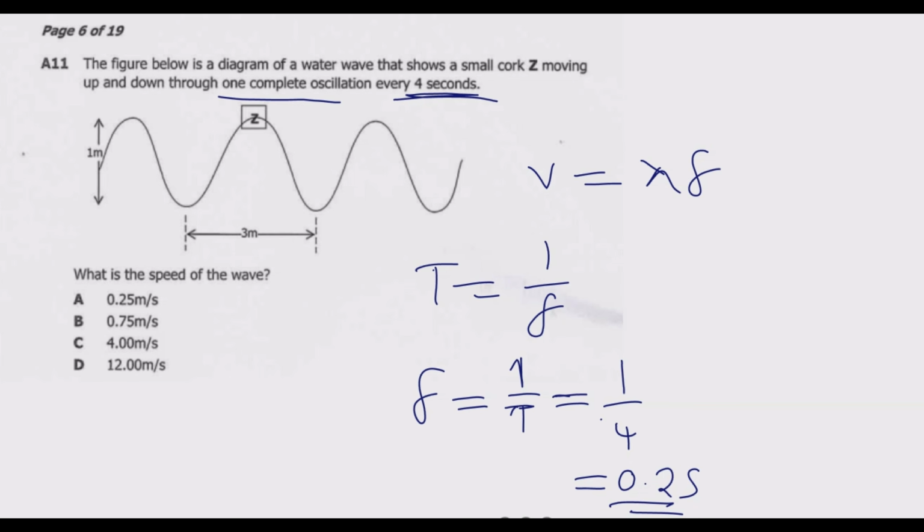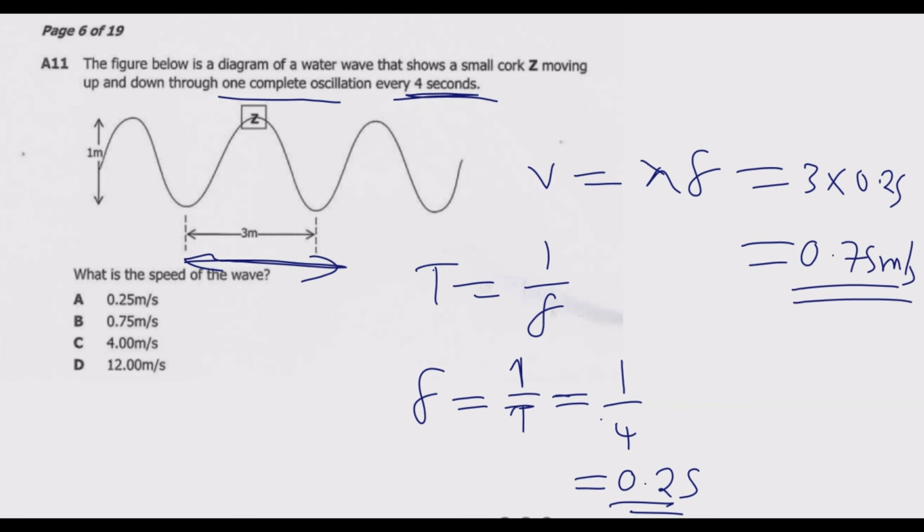Okay. Then we know that from here to here is the wavelength, which is 3 meters. So we have 3 multiplied by 0.25. When you multiply these two, you're going to end up with 0.75 meters per second as the speed of the wave, which is B.